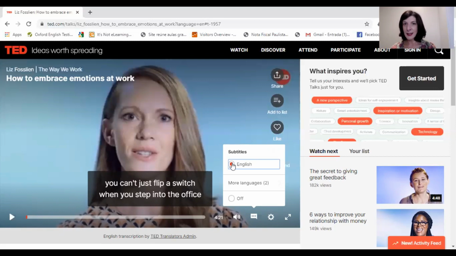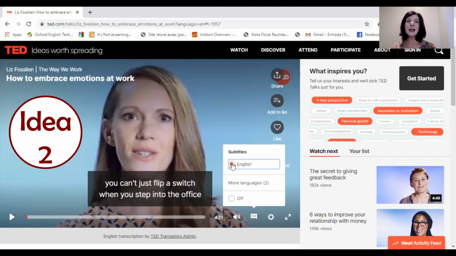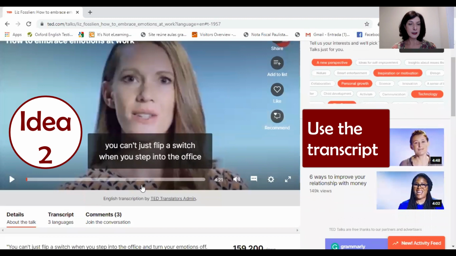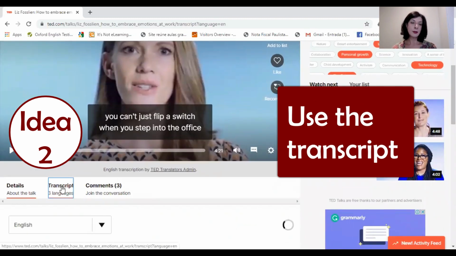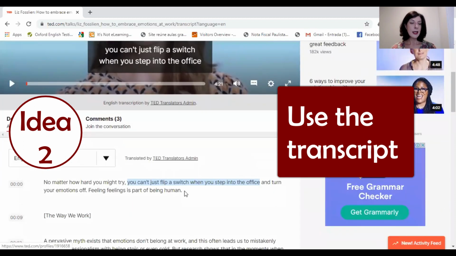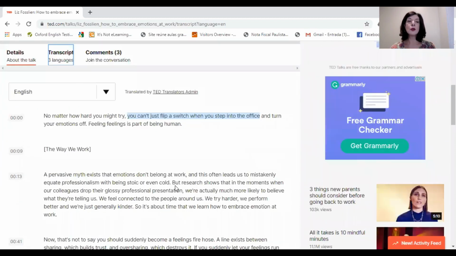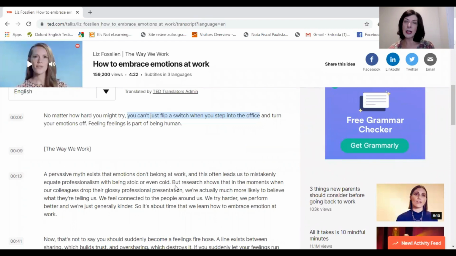This is one idea. The second idea I would give you is that if you look here, you have a transcript. Look for the transcript in English. And the same way that you observed language and looked for chunks or things that you wanted to learn in the listening and repetition, you're going to be doing this in the text now.